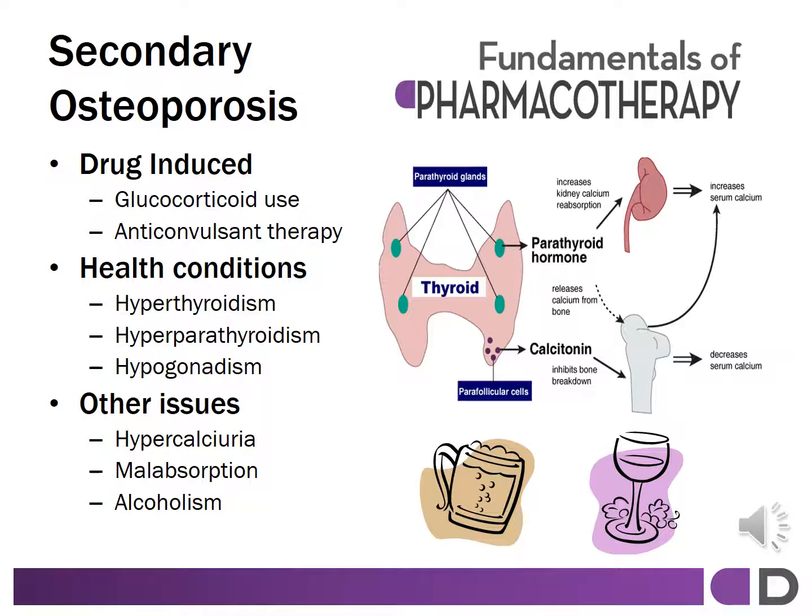This slide includes examples of secondary osteoporosis, including anticonvulsant therapy, hyperparathyroidism, or hypercalciuria, which means that too much calcium is being excreted in your urine.